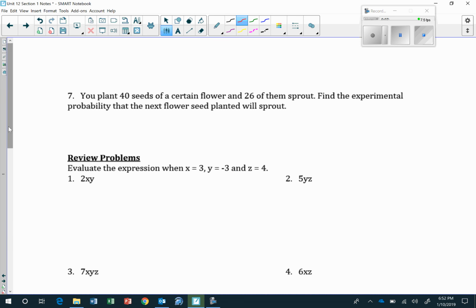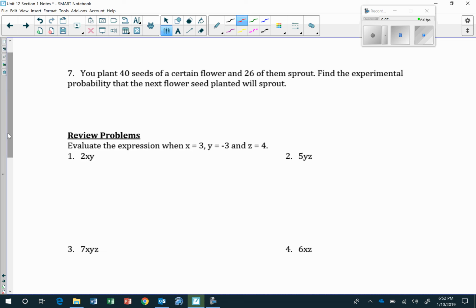On the next page for number 7, this is an example of an experimental probability. It says you plant 40 seeds of a certain flower and 26 of them sprout. Find the experimental probability that the next flower seed planted will sprout. So we're basing it off of an experiment we've actually done. So we want the number of successes, which in this case is 26, over the total number of trials, which would be 40. And then I can reduce that, and I'll get 13 over 20.